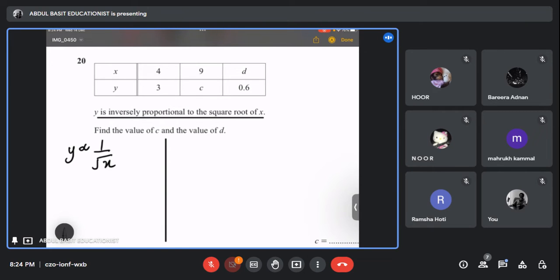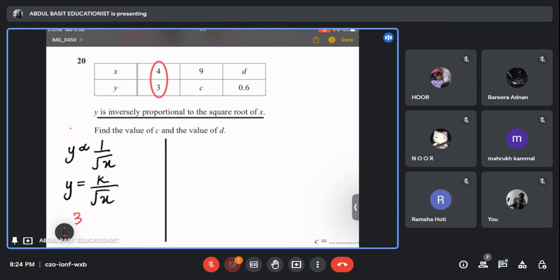So first of all, I have to remove the proportionality. So it would be k, right, Ramsha? Yeah. Okay, in this table, look at the table. In this column, I have both available, 4 and 3, which is x and y. Agree? So I can easily find out what the value of k is.